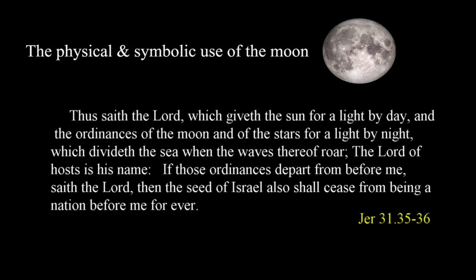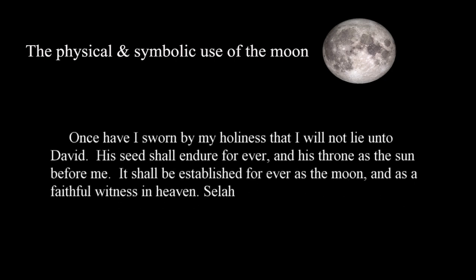31:35-36. The stability of the physical universe and the motion of bodies, such as the moon, is used as an example of the sure nature of God's promises. In a messianic reference, the psalmist states, "Once have I sworn by my holiness that I will not lie unto David. His seed shall endure forever, and his throne as the sun before me. It shall be established forever as the moon, and as a faithful witness in heaven, Selah."